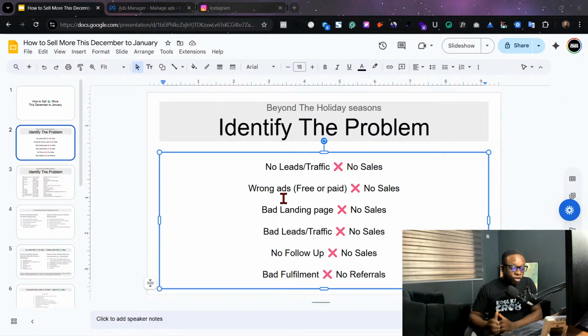So, for wrong ads, one of the things that we have to do is to fix our ads. We're going to talk about every one of these things. Then, the other thing is bad landing pages. Bad landing pages also affect your sales, bad leads, bad follow up. There are a lot of bad things, but we're going to talk about not just the bad things, but the opposite of these things. As we have looked into the problem, if you don't understand anything at any point, you can leave a comment in the chat. I'm going to answer your question.